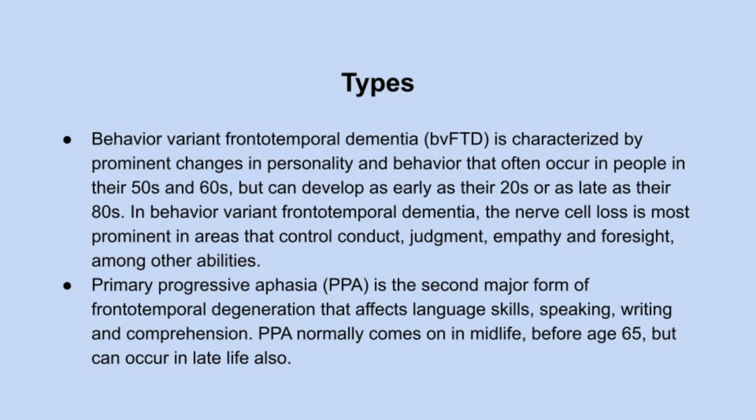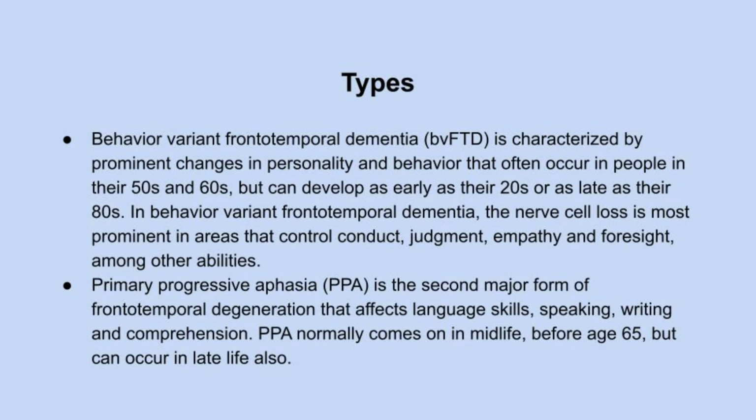There are several different types, but the two most common are behavior variant frontotemporal dementia, which is characterized by prominent changes in personality and behavior that often occur in people in their 50s and 60s, but it can develop as early as their 20s or as late as their 80s. In this type of dementia, the nerve cell loss is most prominent in areas that control judgment, empathy, and foresight, among other abilities. There's also primary progressive aphasia, the second major form of this type of dementia, which affects language skills, speaking, writing, and comprehension.